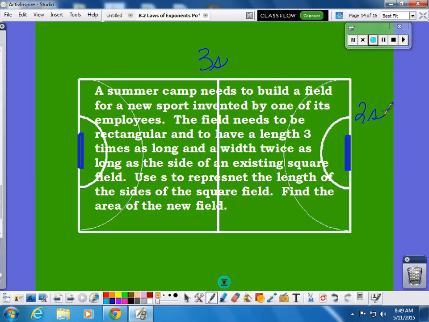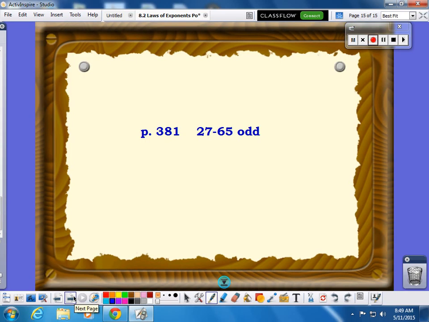And we want to find the area of the field. Speaking of geometry, how do you find the area of a rectangle? Length times width, right? And so that will be 3s times 2s. What's the area? 6s squared. So we did one of your problems for you there. We did number 65 together. This is your assignment. Go ahead and get started on it now. Wait, what was it again? 6s squared.